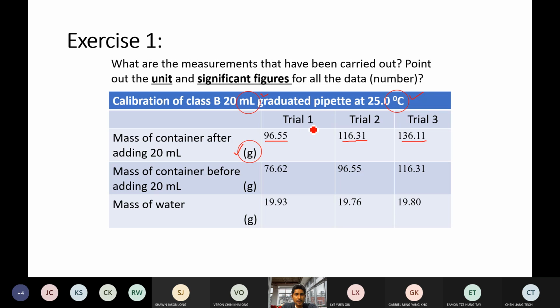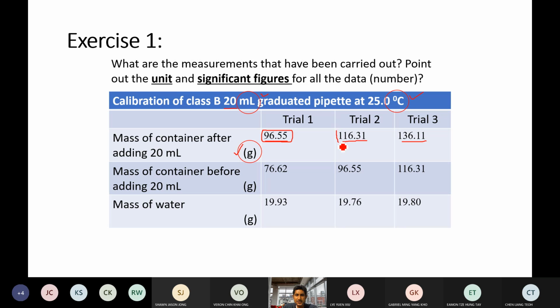Okay, so let's say that the graduated pipette, we want to calibrate it at 20 degrees centigrade, 25 degrees centigrade, and we know that it is a 20 milliliter pipette. So what we do is first we take the water, 20 milliliter water, and then we measure how much is the gram altogether of the container. Altogether, the container, we see that the first trial is giving us 96.55 gram, not only water, water plus the container.